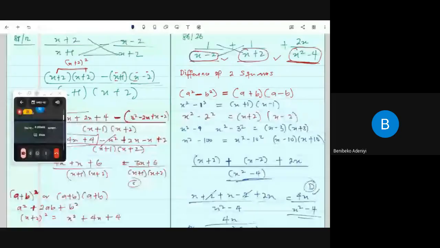So I already explained two identities. Don't forget to do another question.